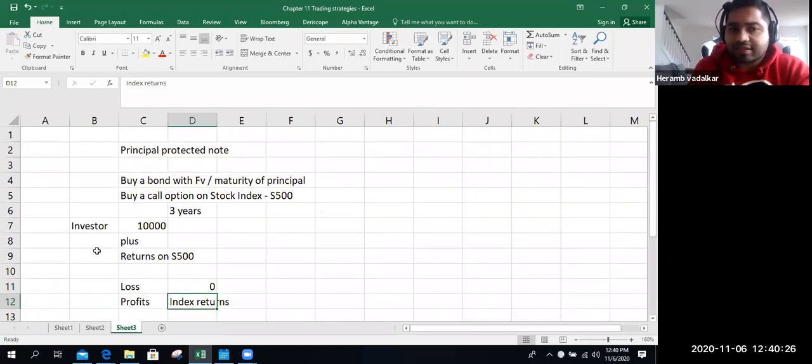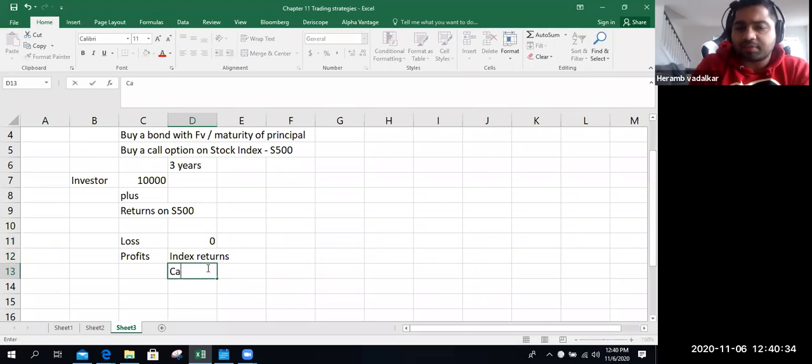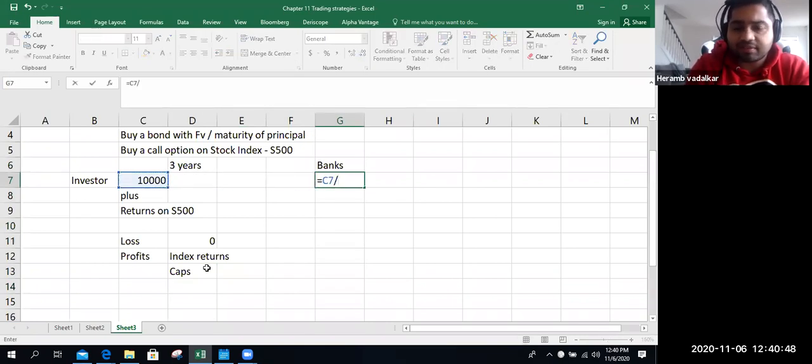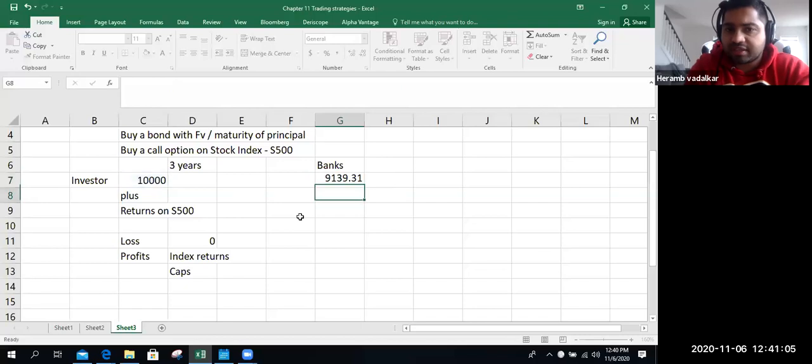Now, how does the bank design it? This is for the investor. The investor will never lose money, plus he gets stock market returns. There are a few caps put in place so that the bank actually makes money, but for the investor, no possibility of a loss. Now, how does the bank design it? The investor is paying $10,000, so the bank will discount it, exponentially. Let's say the risk-free rate is 3% and the maturity is 3 years. So the bank will discount this note for 3 years.